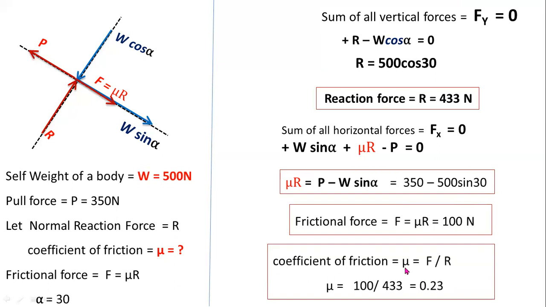So coefficient of friction mu equal to F by R, frictional force divided by reaction force. Frictional force is 100 divided by reaction force 433. So the value is 0.23. Mu equal to 0.23. The coefficient of friction between the block and inclined plane is 0.23. Here you can observe there are no units for coefficient of friction. This is the final answer for this problem.